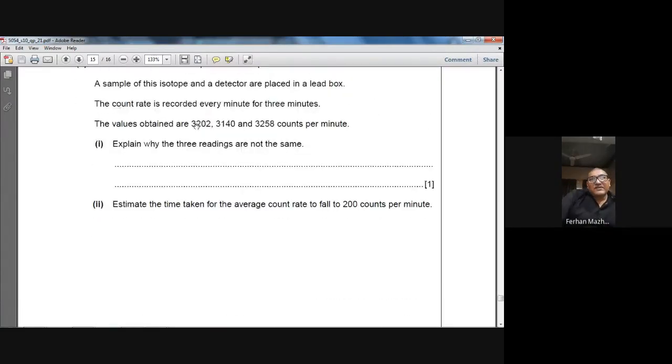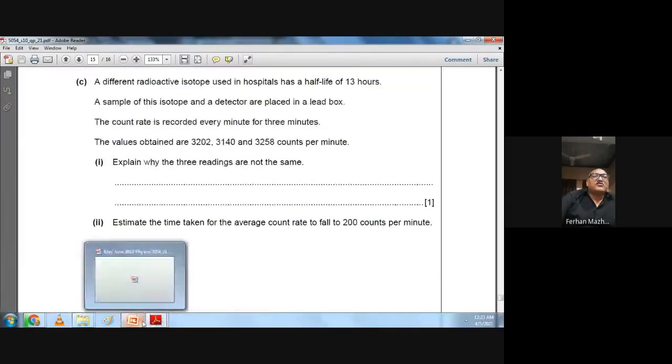So first of all, I will take the average of these three readings. That will give me the initial count rate. So I will add these three and divide by three. I will get the average count rate. And the half life is 13 hours. I've done this on paper. Let me show you my work.